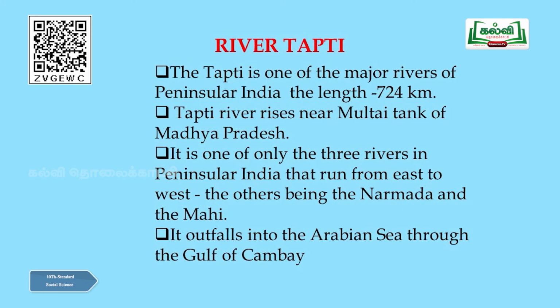And next is among the west flowing rivers. The first we are going to see is river Tapti. The Tapti is one of the major rivers of Peninsular India. It rises near Multai tank of Madhya Pradesh, and the other two important rivers which drain into the Arabian Sea are Narmada and Mahi. It outfalls into the Arabian Sea through the Gulf of Cambay.